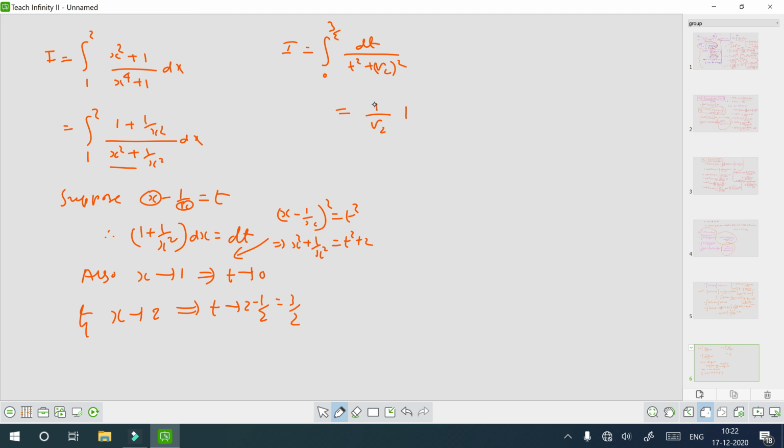1 by a tan inverse t by root 2, from 0 to 3 by 2, 1 by root 2 tan inverse 3 by 2 root 2 minus 0. So answer is this thing.